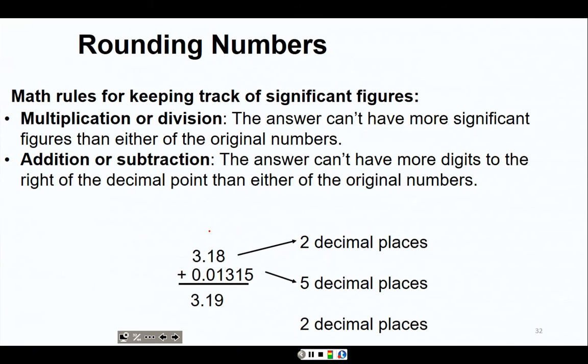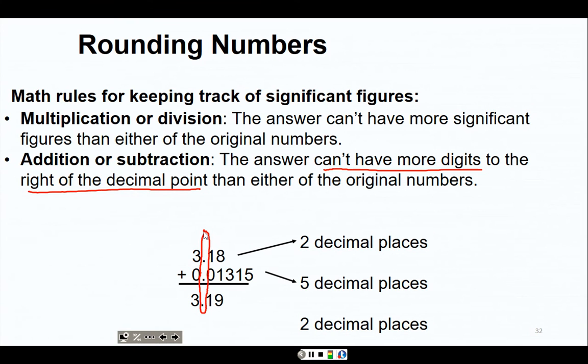If you're doing addition or subtraction, this is a little bit different, and it takes a lot more practice to get it. Be careful with it and get it right, because we don't do these as often. The answer can't have more digits to the right of the decimal than either of the original numbers. The best thing to do is to line it up on a grid and make all the decimals line up together as you're doing addition or subtraction, either one, and think in terms of which one has the most and fewest places after the decimal.